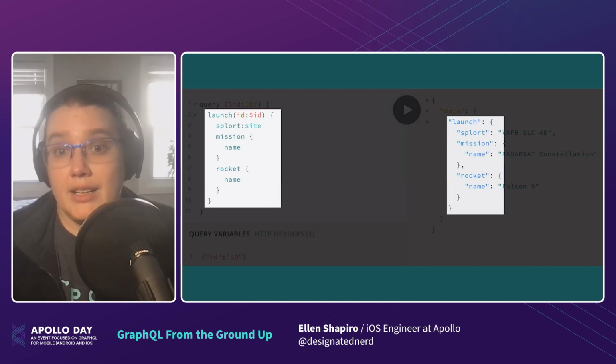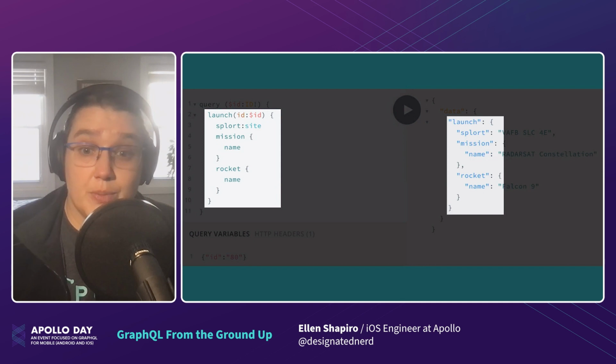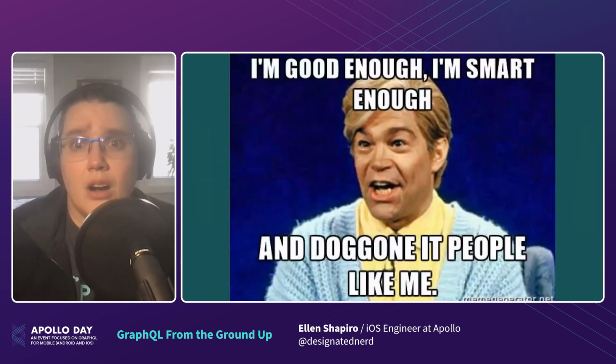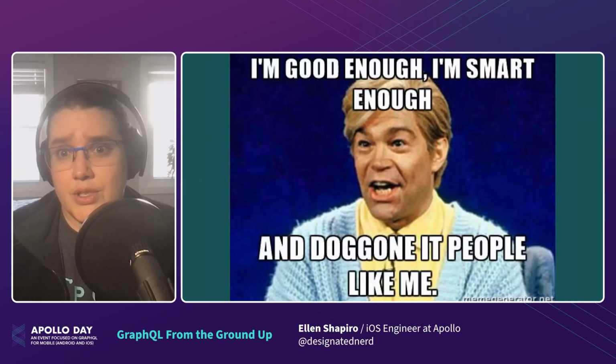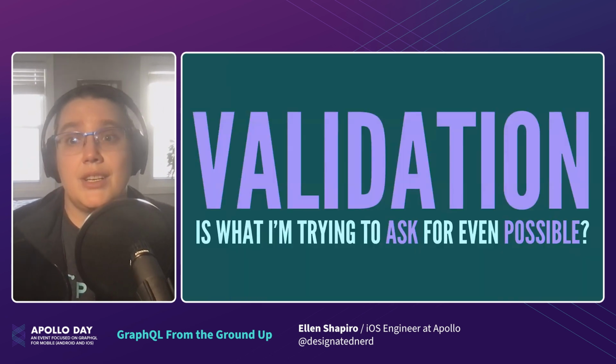So now that you've got a schema that defines what's possible to ask for and a query that defines what you're specifically asking for, it's time to do some validation. So are you going to tell your code that it's awesome so that it feels better about itself and it builds on the first try? No, you are not. Validation is the ability to compare your operation to your schema and find out before you even lift a finger if what you're asking for is even possible.